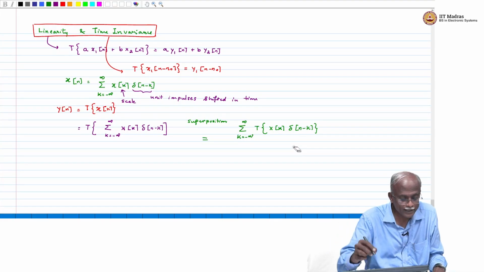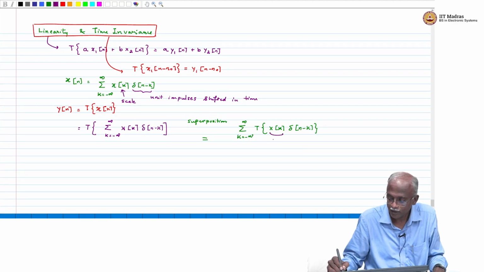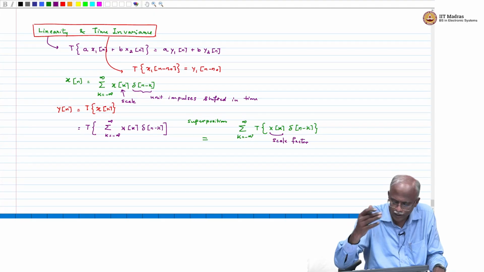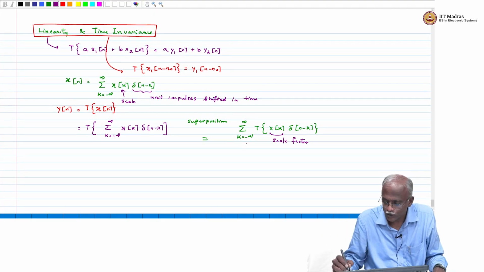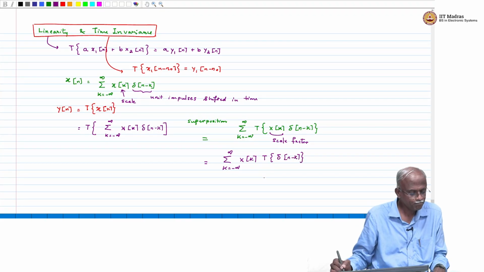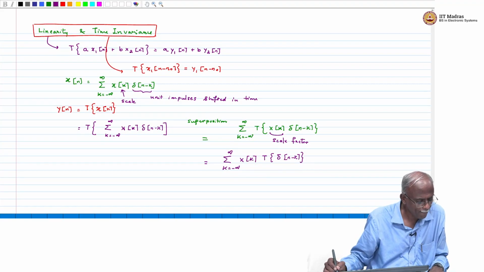And now go to the next step where we say this x of k is nothing but a scale factor. In a linear system, a scale factor is homogeneous. So, if you scale the input, the output will get scaled. So, this is the same as summation k equal to minus infinity to infinity x of k, the transformation of delta of n minus k. So, this is basically a scale factor multiplied by the transformation of delta of n minus k.